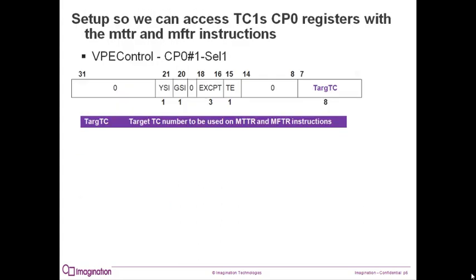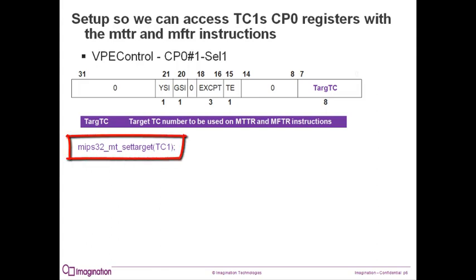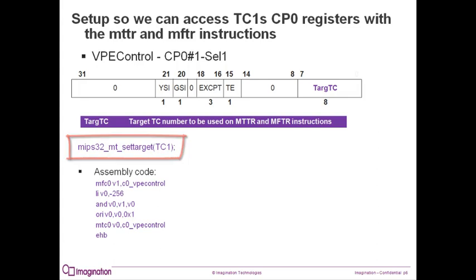Assuming the thread we are executing on is thread 0, I now want to configure the target TC so I can configure thread 1. To do this, I will use the target TC field in the VPE control register. Once I do this, the MTTR move to thread register instructions and the MFTR move from thread register instructions will be directed to thread 1. This is simple to do in C using the MIPS32 MT set target macro. Here is the assembly code.